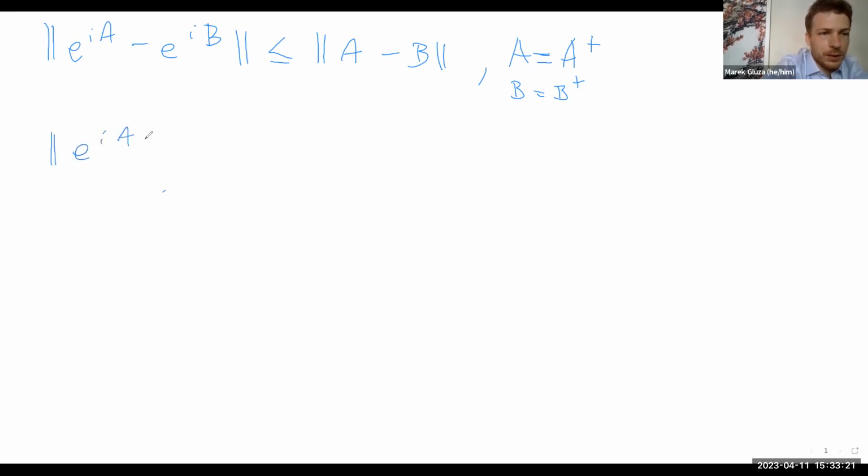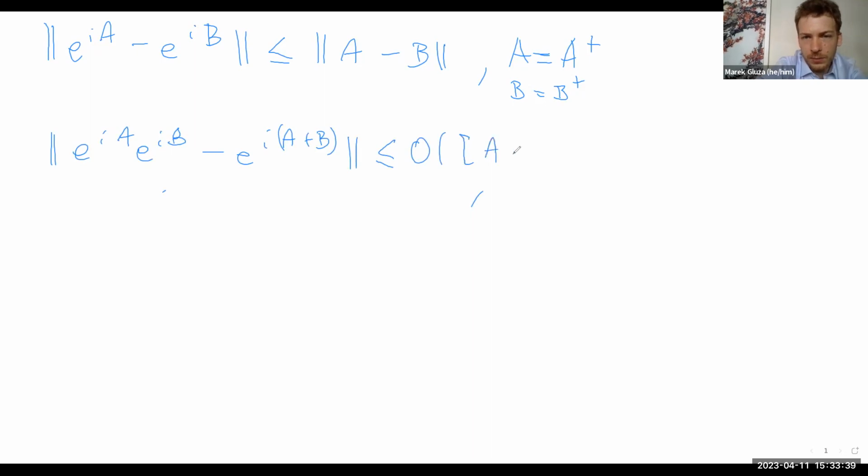e to IA, e to IB minus e to I(A plus B). And we will get a bound of the type, there will be some constants still involved, and I don't remember if the constants are trivial or not. So it will be scaling with the commutator of those two operators. And we derived this bound by considering the integral and then taking the derivative.